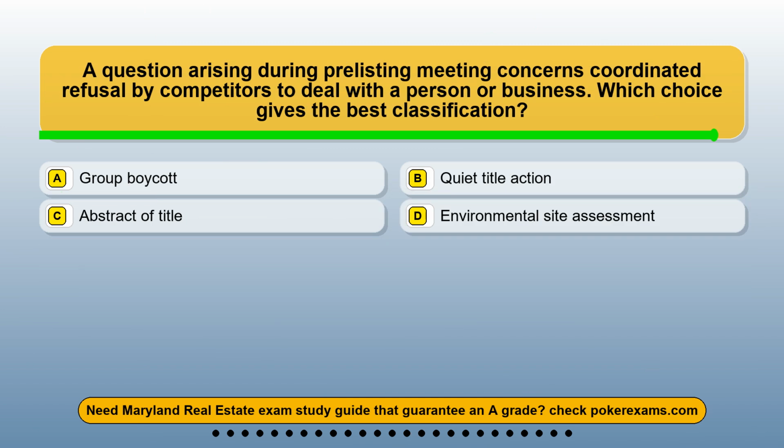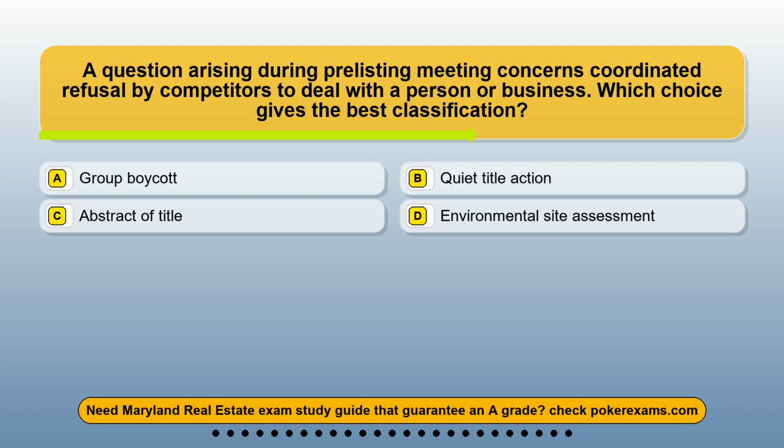Question 23. A question arising during a pre-listing meeting concerns coordinated refusal by competitors to deal with a person or business. Which choice gives the best classification? Option A, group boycott. Option B, quiet title action. Option C, abstract of title. Option D, environmental site assessment.